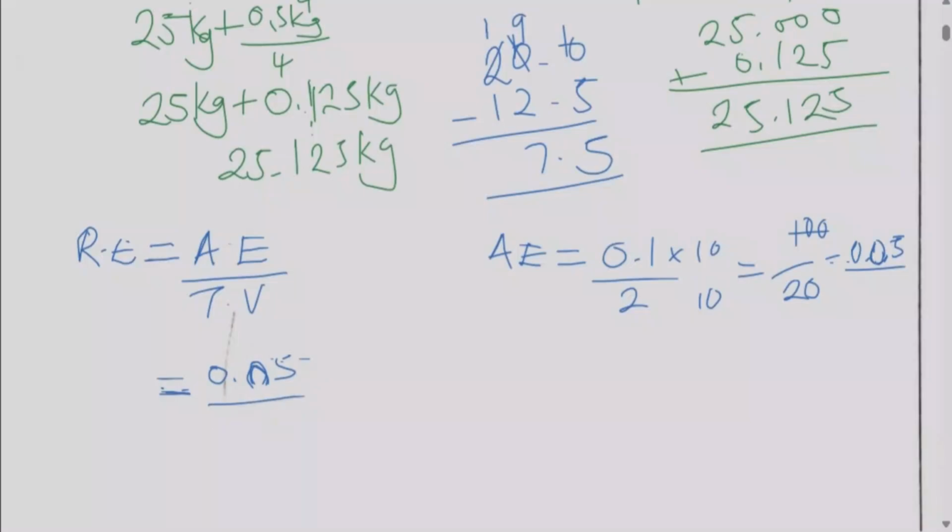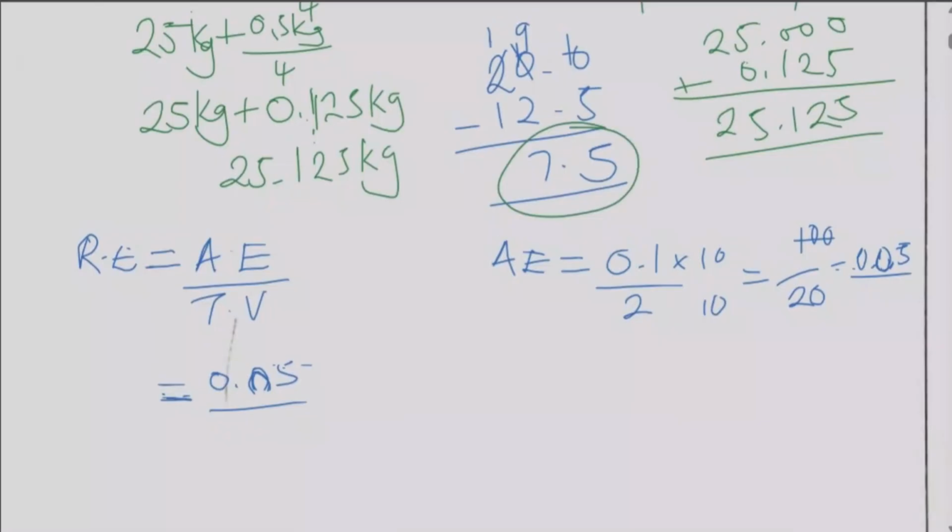0.05 divided by the true value. The true value is the one I've circled there in green, which is 7.5. So we write 7.5. We divide the absolute error by the true value.